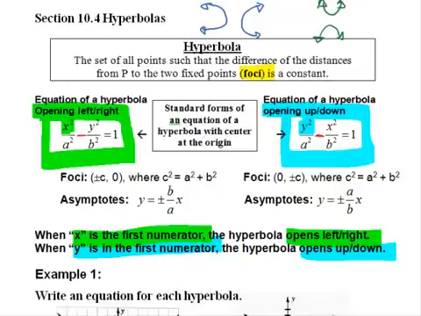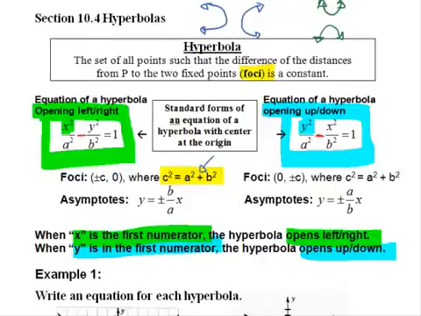You still have foci, and those foci are found with this equation. Notice that unlike your ellipses, it's a plus sign between them. So this is actually the difference between ellipses and hyperbolas. Ellipses have pluses in the original equation and minuses in the foci equation. Hyperbolas, it's the reverse. Minus in the original, plus in the foci. We'll talk about asymptotes here in a second and why those become important.